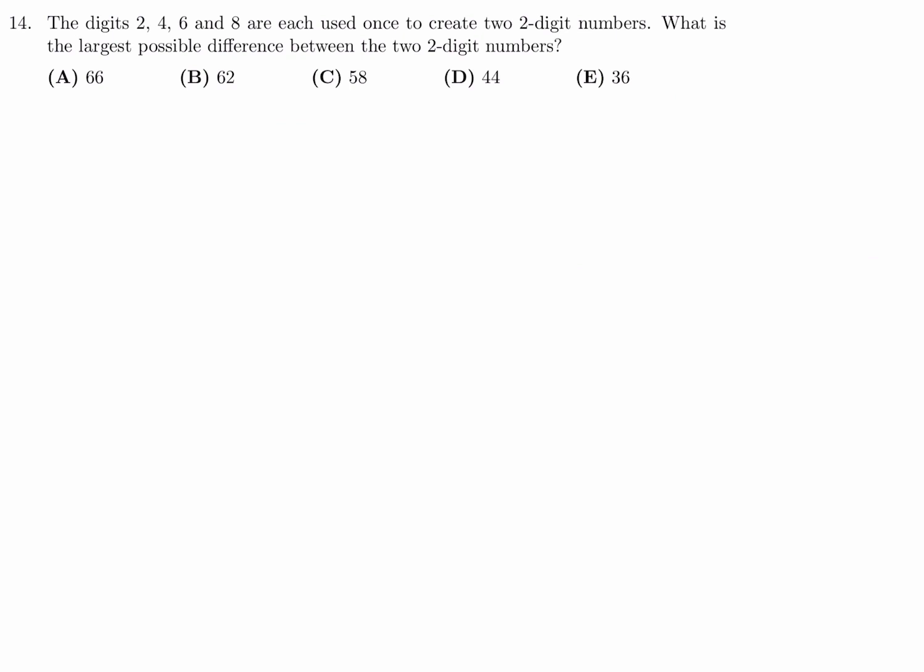The digits 2, 4, 6, 8 are each used once to create two two-digit numbers. What is the largest possible difference between the two-digit numbers? So we have 2, 4, 6, and 8.